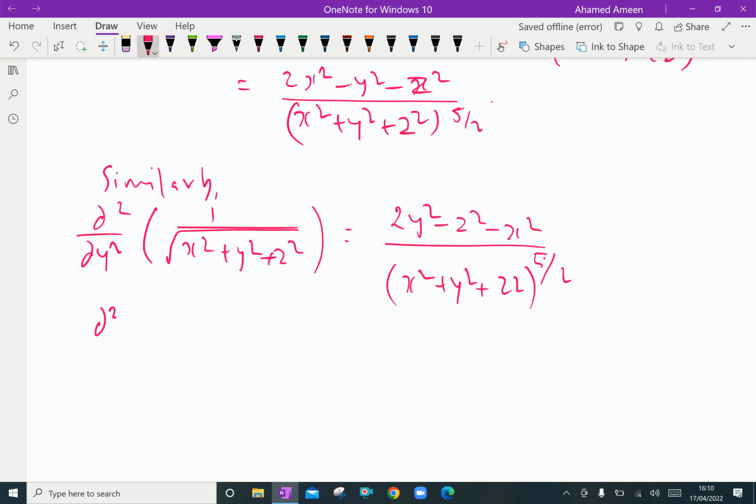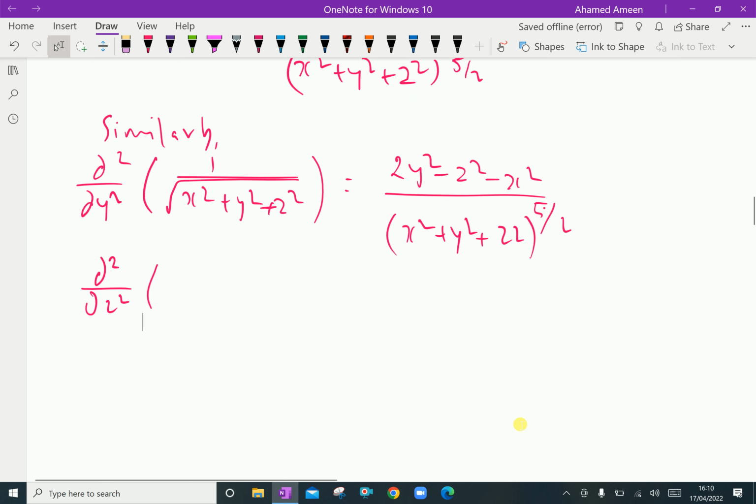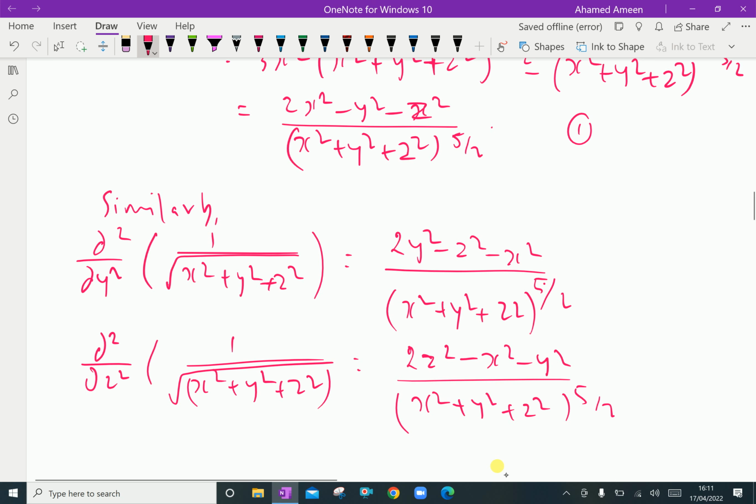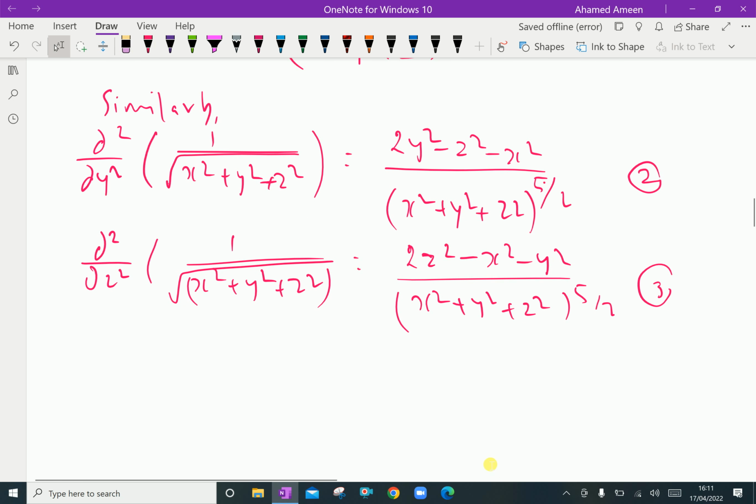Similarly, dou square by dou z square of 1 over the square root of x square plus y square plus z square is given like 2z square minus x square minus y square over x square plus y square plus z square to the power 5 by 2. Then adding the three things here, let them be 1, 2, 3.